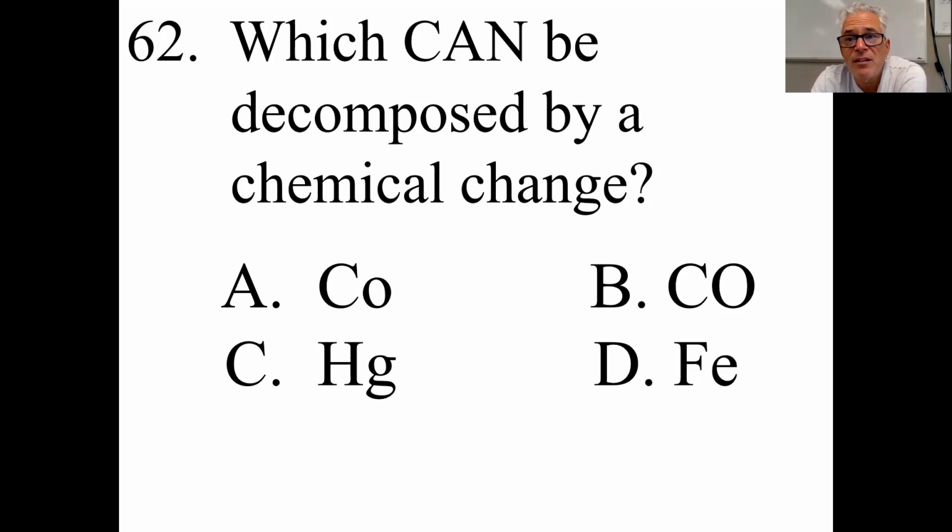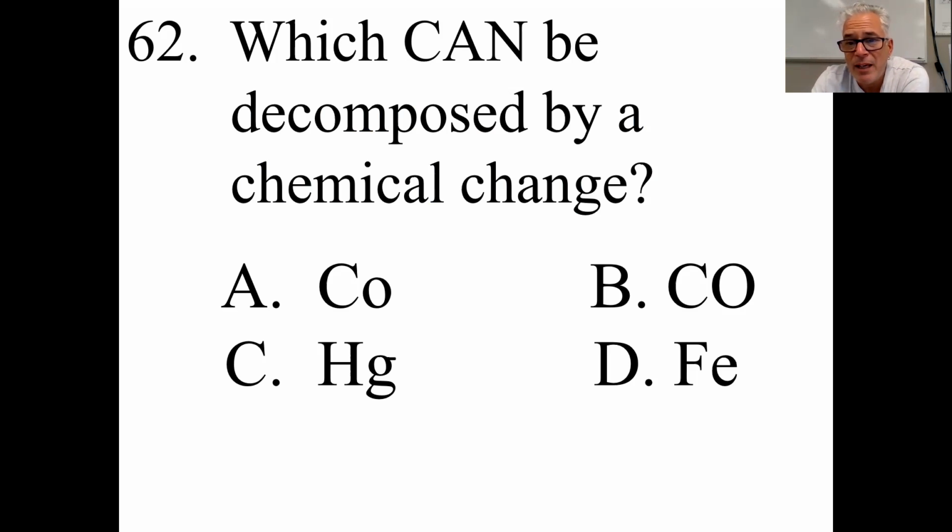C is Hg, my favorite element, mercury. You could have a cup of mercury. You could have 2 little cups of mercury. You could have 17 little tiny drops of mercury, but you can't change it chemically. D is iron. You can have a hunk of iron. You can have a bunch of little hunks of iron, but iron is iron.